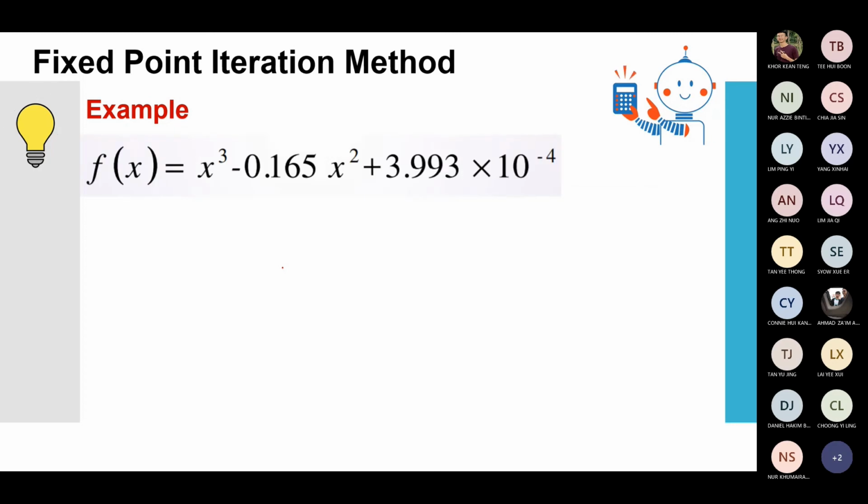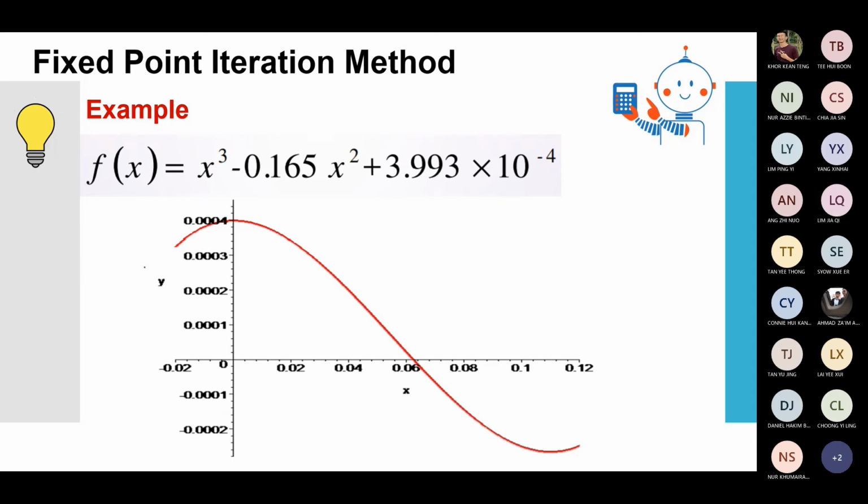Now as we know, this is the given function. If you illustrate it in the form of a graph, it will be like this. But remember that you are not required to draw a graph. For illustration purposes, I just show you how to track and conduct the approximation of the root. As you can see here, this curve cuts through the x-axis at this point, 0.06 something.